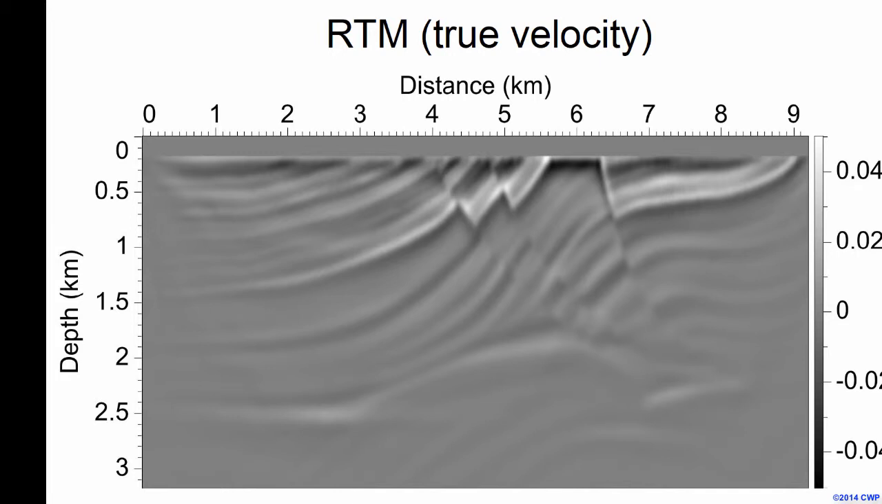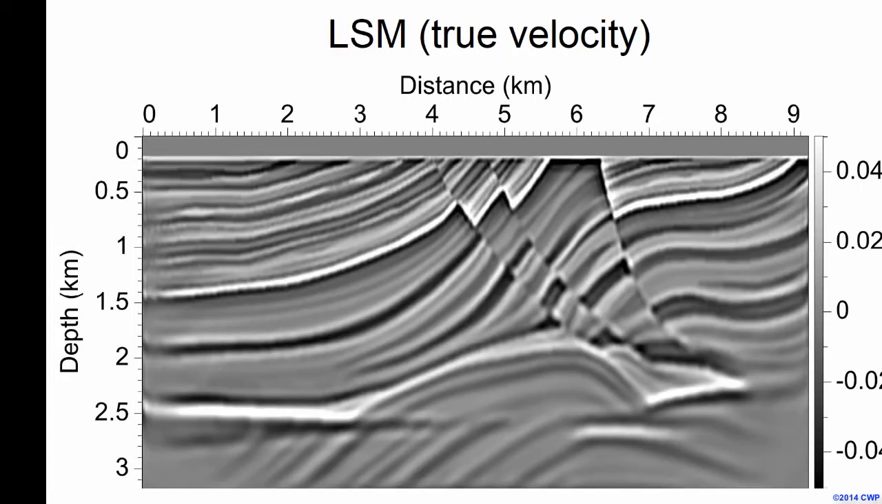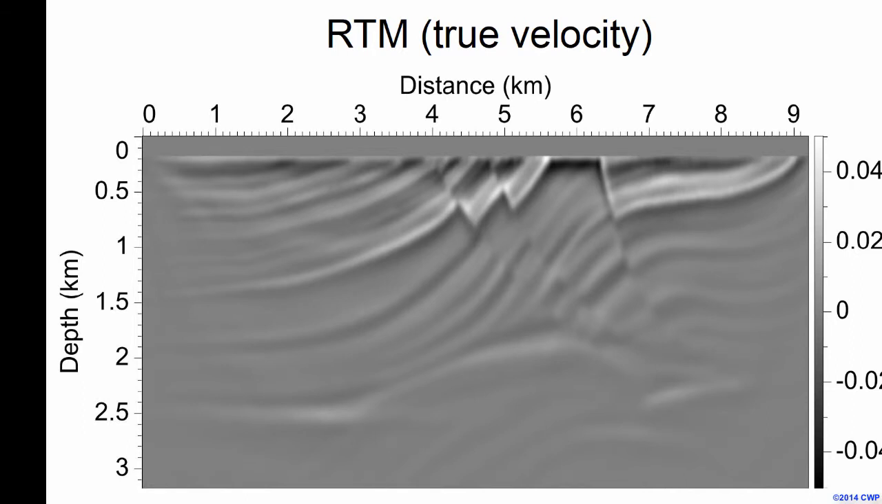And we can begin to see the features of Marmousi in this image, but in this image the amplitudes are not well balanced. For example, the amplitude of the reflectivity tends to be larger at shallow depth compared to greater depth, and the image is also not well focused, especially at greater depths. In comparison, here's the least squares image, and now we see amplitudes are well balanced, and reflectors are also better focused if I compare to the RTM image.